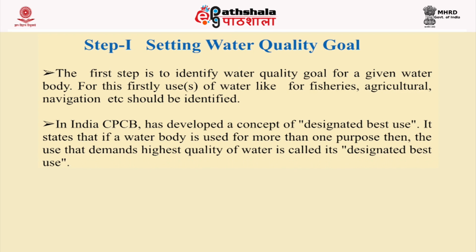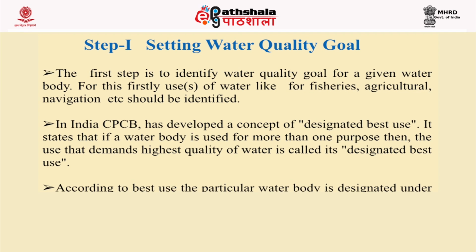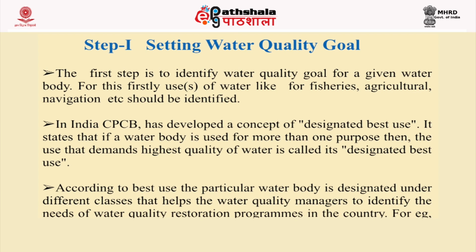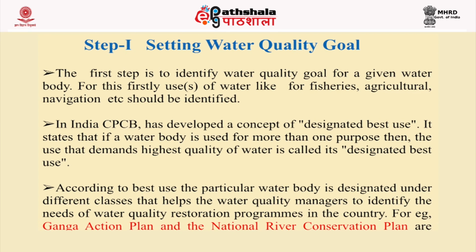It states that if a water body is used for more than one purpose, then the use that demands the highest quality of water is called its designated best use. According to the best use, a particular water body is designated under different classes that helps the water quality managers to identify the needs of water quality restoration programs in the country. For example, Ganga Action Plan and National River Conservation Plan are outcomes of such exercises.